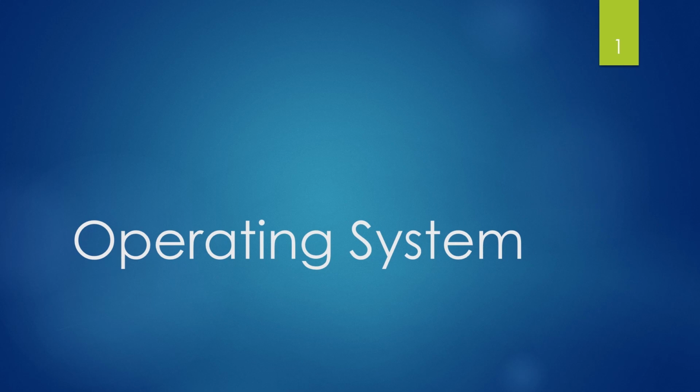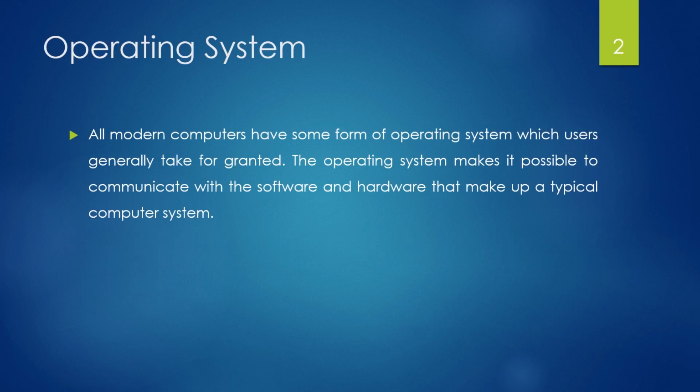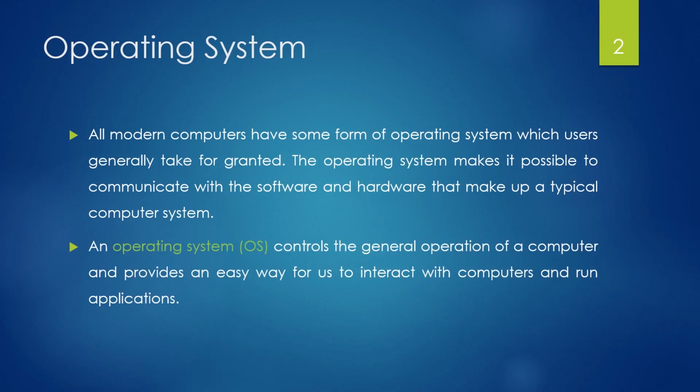Operating system. All modern computers have some form of operating system which users generally take for granted. The operating system makes it possible to communicate with the software and hardware that makes up a typical computer system. An operating system, also known as OS, controls the general operation of a computer and provides an easy way for us to interact with computers and run applications.